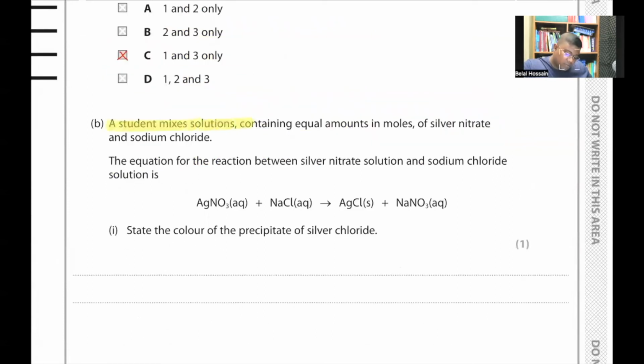Part B. A student mixes solutions containing equal amounts in moles of silver nitrate and sodium chloride. The equation for the reaction between silver nitrate and sodium chloride solutions is shown. State the color of the precipitate of silver chloride. Silver chloride forms a white precipitate. Guys, you need to memorize this information. Silver chloride is a white precipitate.